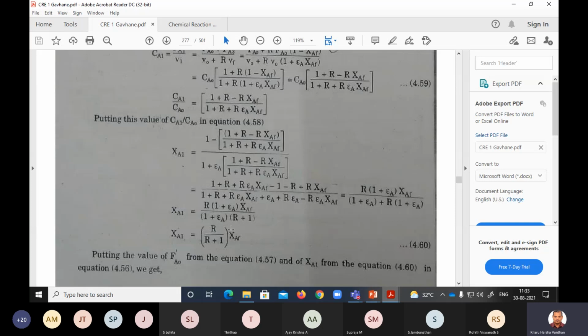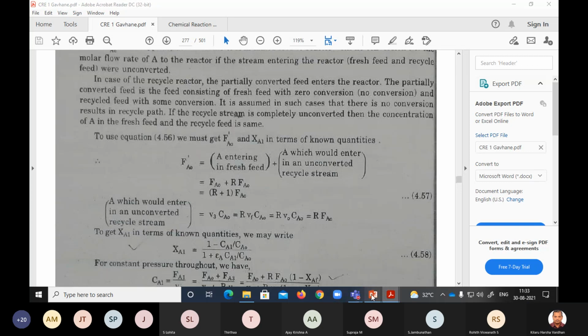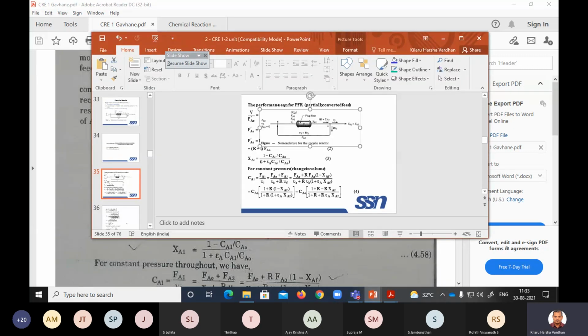You know what is XAF? So this XA1 depends on the recycle ratio. That is what is understandable from this.